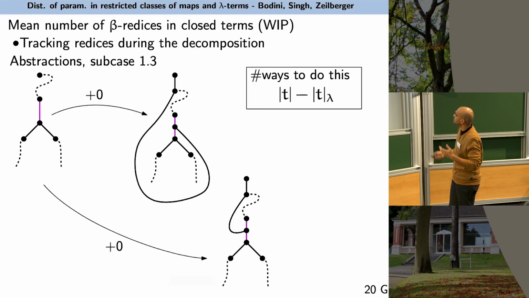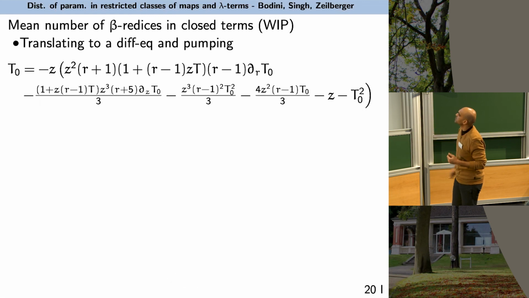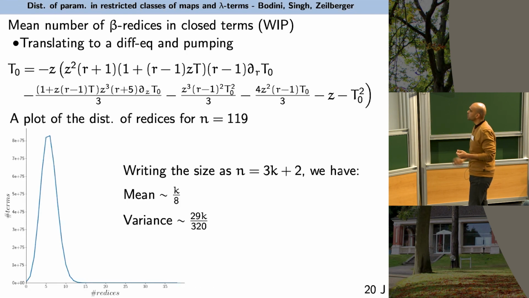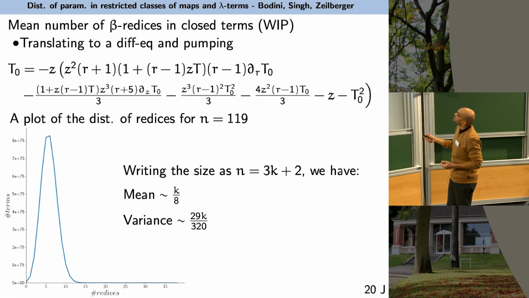It's a bit of a mess, but anyways, in the end, using some facts about lambda-terms, we can arrive at this differential equation, and we can start pumping. It's our favorite tool now. And we can plot a bit the distribution, and we see that indeed the mean number of beta redexes asymptotically evolves as k over 8, and the variance evolves as this expression here, 39k over 320. So this gives you quite an interesting lower bound for the distance to normal form. So it says that if you have a term with 3k plus 2 subterms, then it takes k over 8 steps to reach, on average, a normal form.